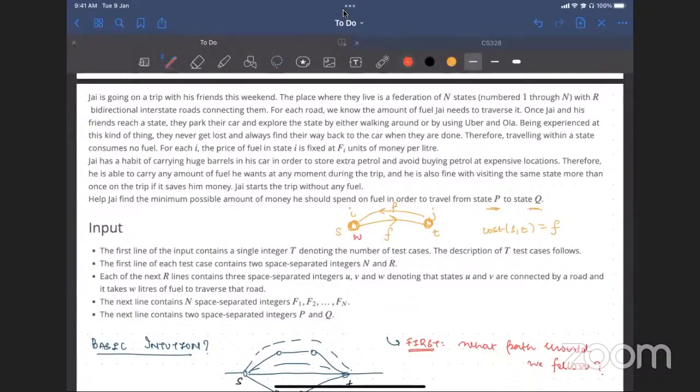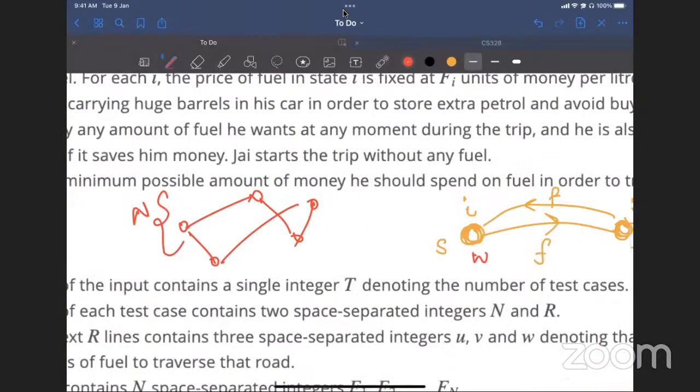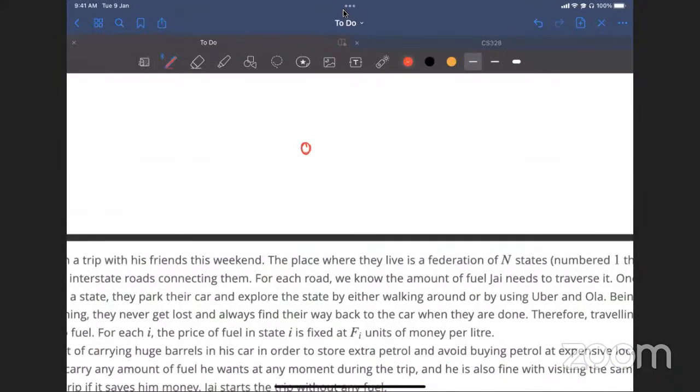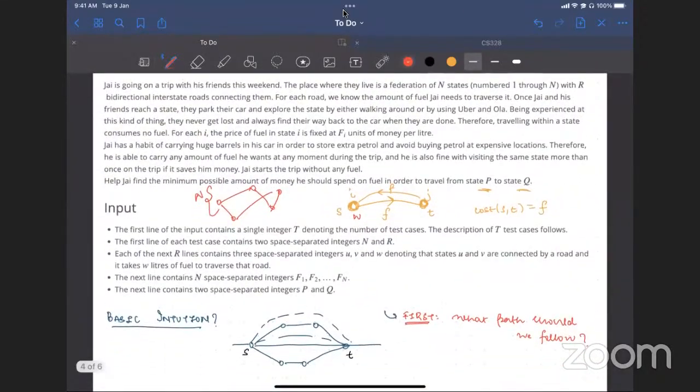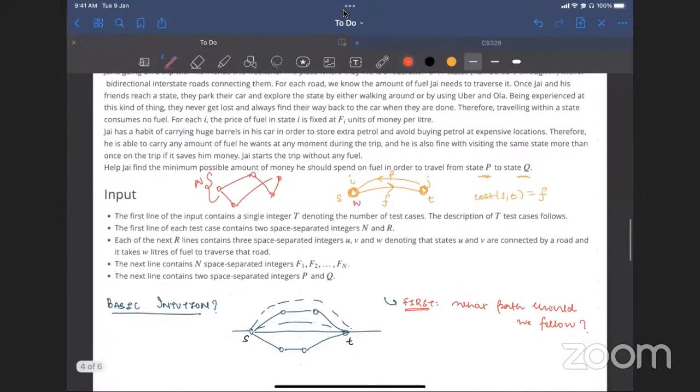So I can say that I have n vertices here, and there are some R roads. Each road is bidirectional: if there is a road between these two states, I can go from 1 to 2, or from 2 to 1, with the same cost. Okay, that is enough motivation for the problem.